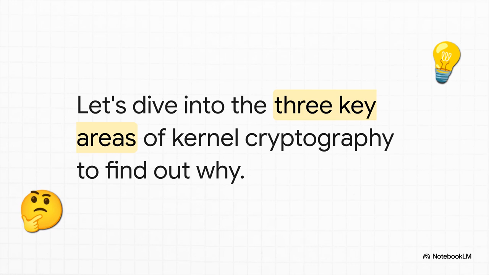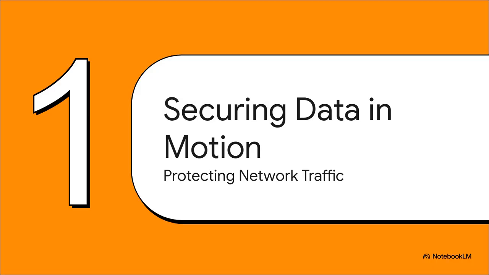Let's find out. Okay, so to get to the bottom of this, we've got to look at the three main places, the three battlegrounds where the kernel puts cryptography to work. All right, first up, data in motion. We'll start there. Anytime you fire up a VPN or you see that little lock icon in your browser, yep, the Linux kernel is right there, working in the background, making sure your traffic is safe.